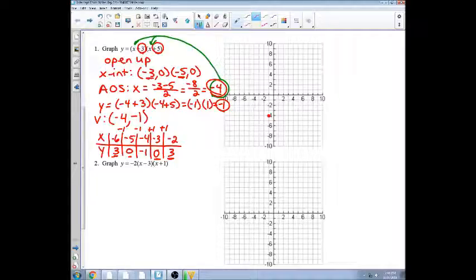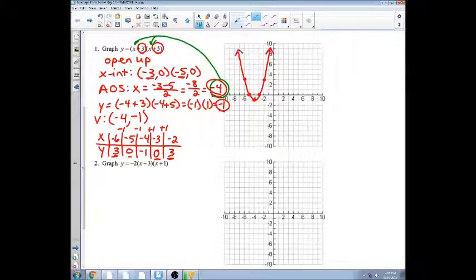Whoops, I screwed that up, didn't I? It'll be negative 4, negative 1, I'm sorry. Negative 3, 0. It would be negative 5, 0. Negative 2, positive 3. And it would be negative 6, positive 3. Go ahead and plot those points.